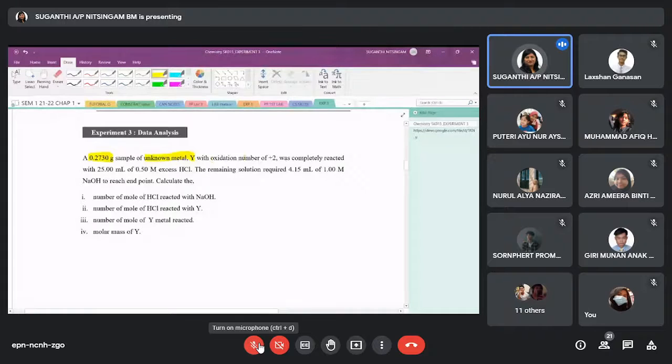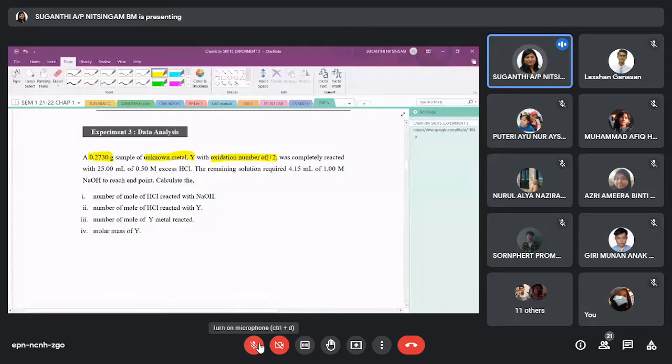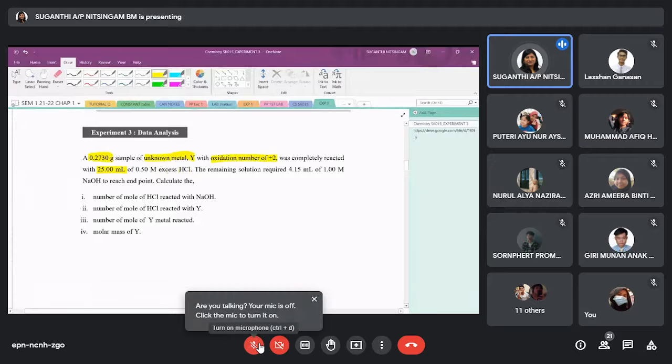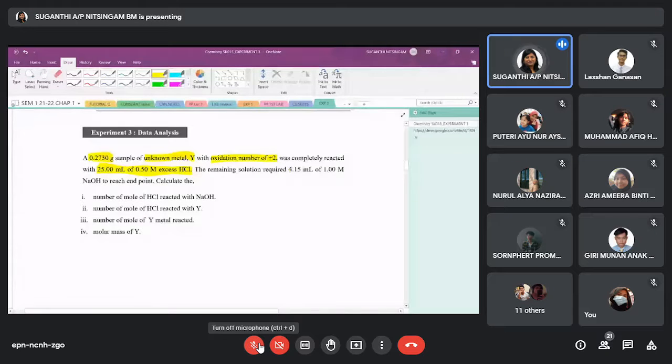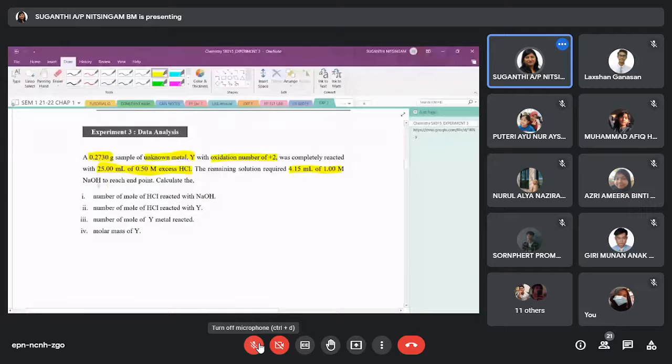Oxidation number ni kita dah tahu dia daripada group 2. Macam mana kita tahu? Sebab dia sebut alkaline metal lah. Was completely reacted with 25 ml 0.5 molar excess HCl. Bila dia bagi volume, dia bagi molarity, kita boleh cari apa? Mole. Mole dia. The remaining solution required is 4.5 ml 1 molar NaOH to reach the end point. So now we see, okay, number of moles of HCl reacted with NaOH.